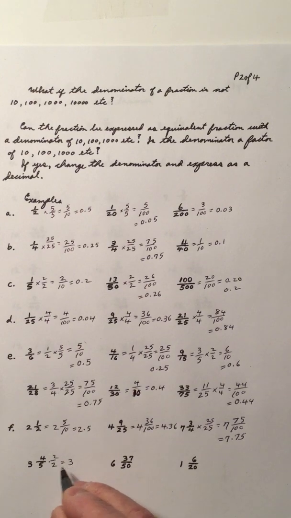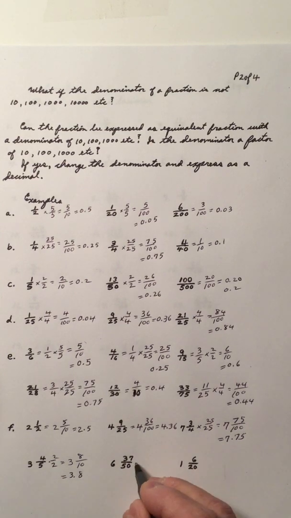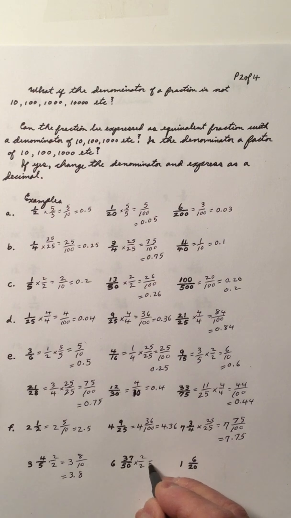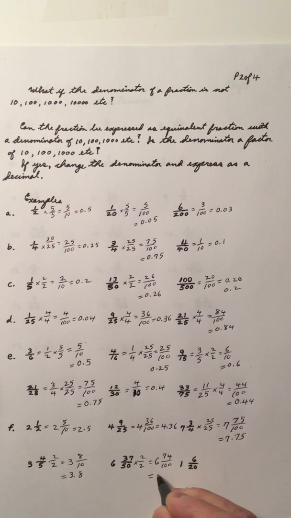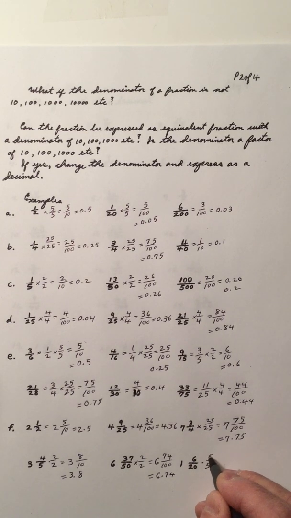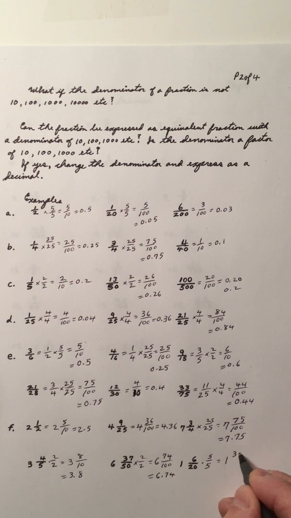That gives us 3, 2 fours are 8, 5 twos are 10. So 3 and 8 over 10 becomes 3.8. Then 37/50, we multiply it by 2, top and bottom, and that's 74 over 100. So that's 0.74. And 6 over 20, multiply it by 5 over 5, there's one way to get 1 and 30 over 100. And 30 over 100 is decimal 0.30, or we can say 1.3.